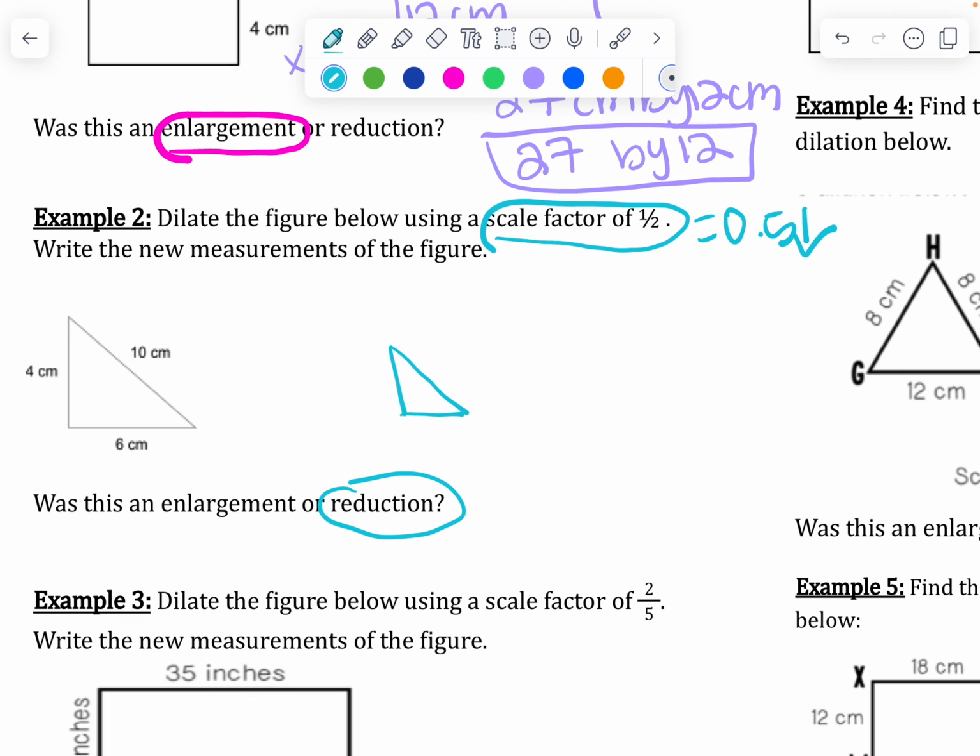And remember, when we're dilating, we're always going to multiply. It doesn't matter if my scale factor is bigger or smaller than 1. So I'm going to do the same process. I'm going to get my original and multiply that times 1/2. 6 times 1/2 is 3. 4 times 1/2 is 2. 10 times 1/2 is 5. So those are going to be my new dimensions for the triangle.